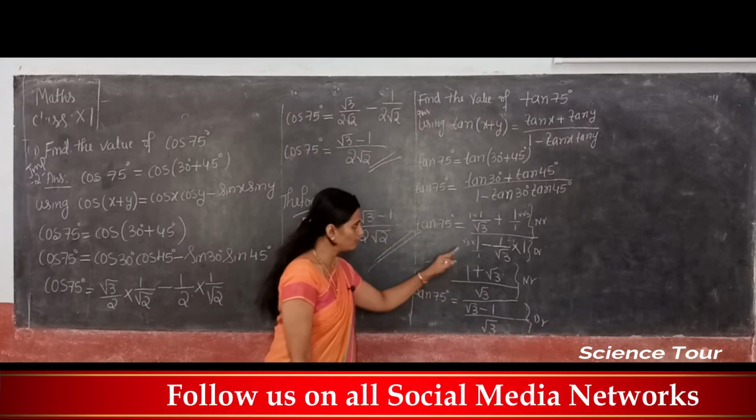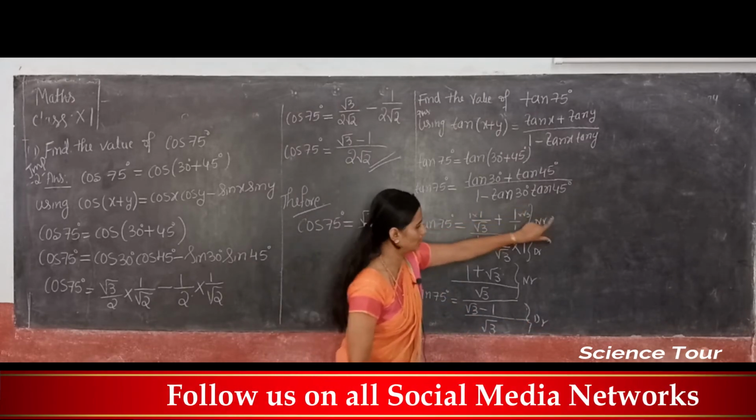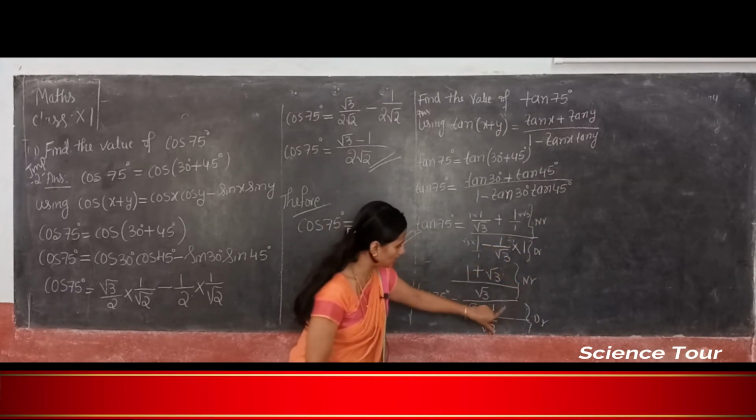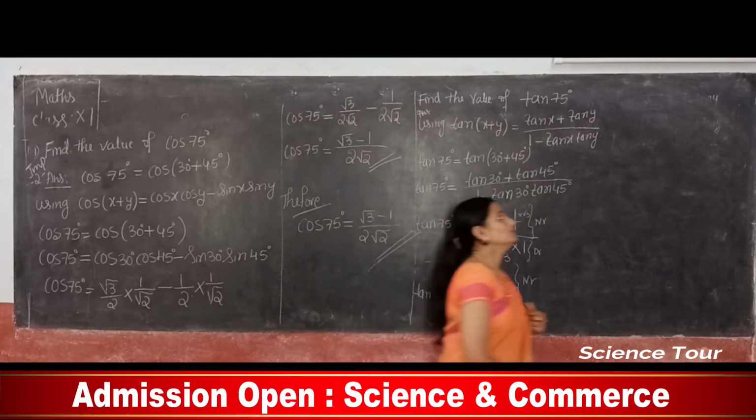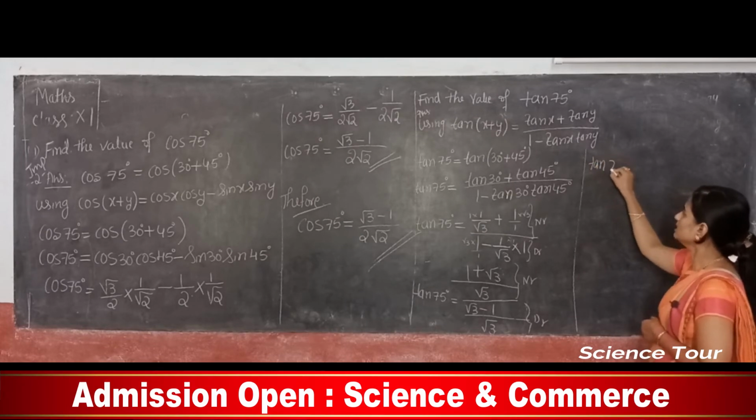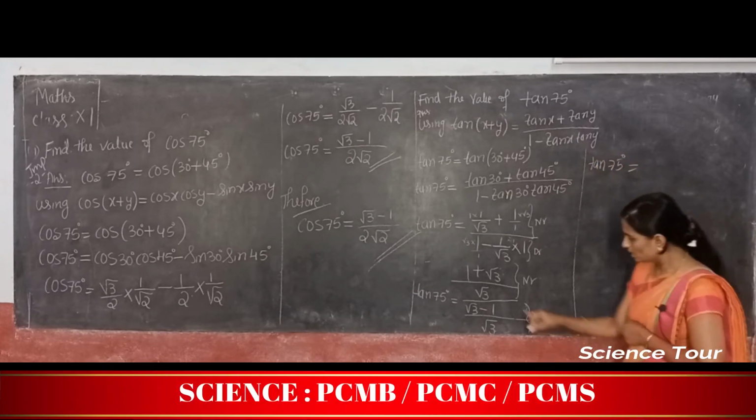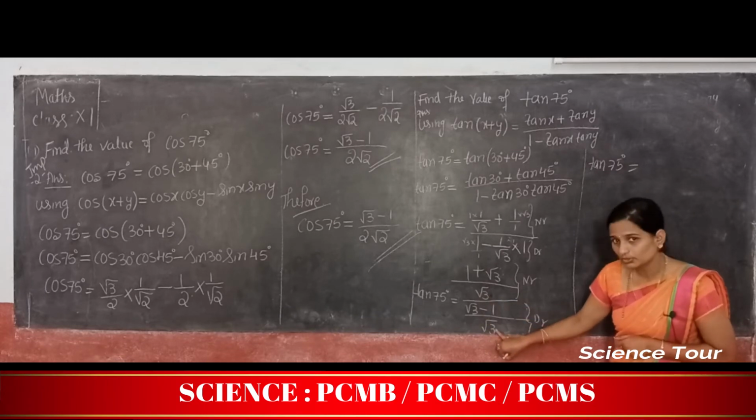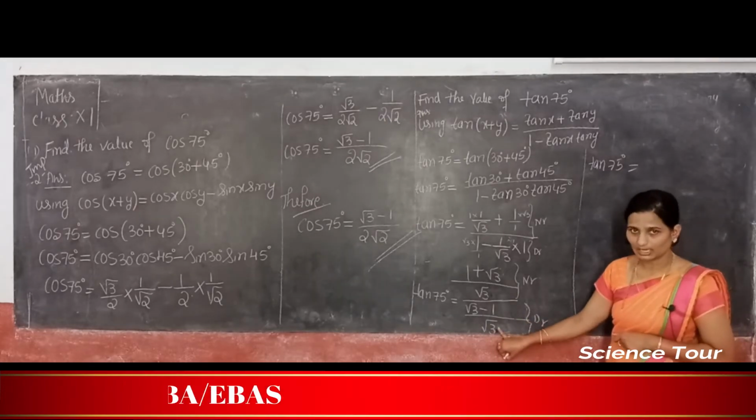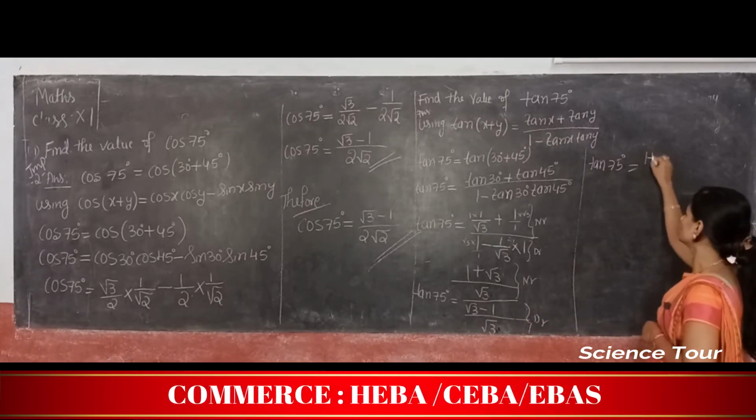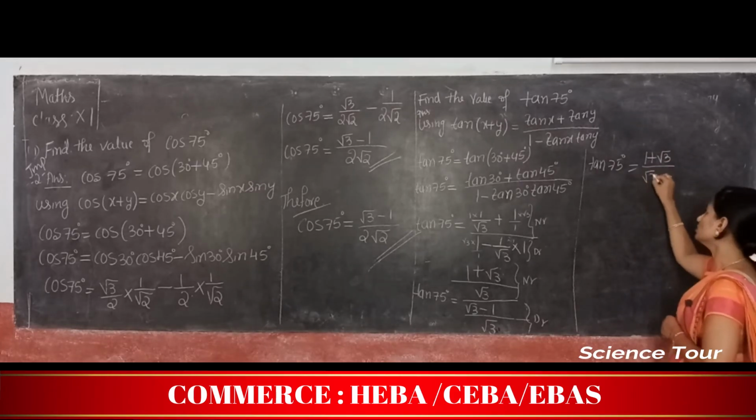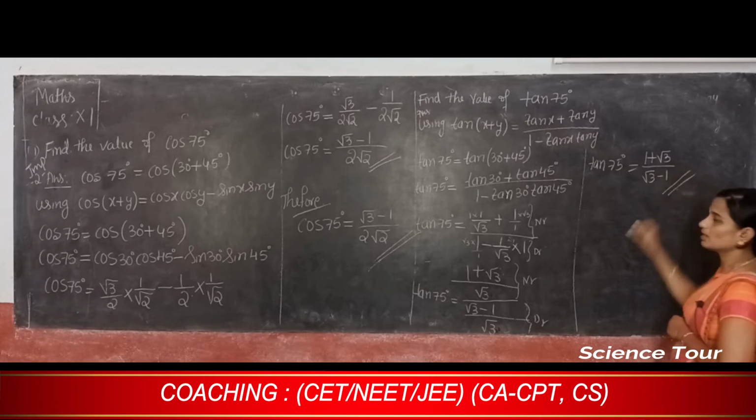So to avoid confusion, I am writing this part as numerator and this part as denominator. Similarly, this part is numerator and this part is denominator. So now tan 75 degrees is equal to... can you cancel this root 3 and this root 3? Yes. Numerator root 3 and denominator root 3 I can cancel, right? So I am cancelling that. So I will get 1 plus root 3 divided by root 3 minus 1. So this is your answer.